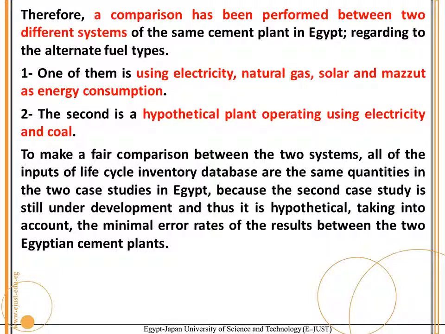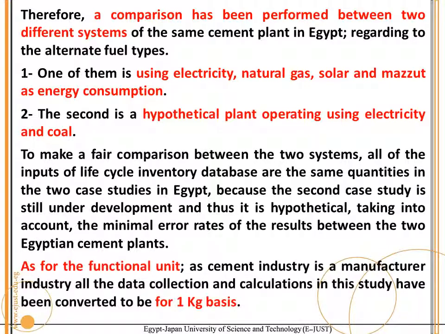To make a fair comparison between the two systems, all of the inputs of the life cycle inventory database are the same quantities in the two case studies in Egypt, because the second case study is under development and thus it is hypothetical, taking into account the minimal error rates of the result between the two Egyptian cement plants. For the functional unit, all the data collection and all the calculation basis is 1 kilogram of cement.